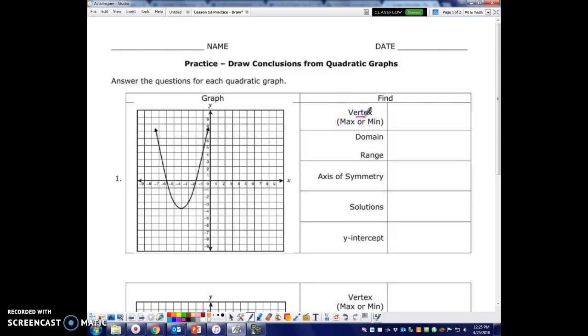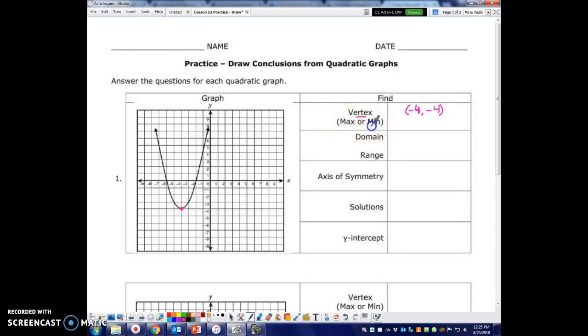Remember, your vertex is the very highest or very lowest point. So it's this point right here. Where's that at? 1, 2, 3, 4. So it's at -4, and then down 1, 2, 3, 4. So it's -4, -4. That's where our vertex is.